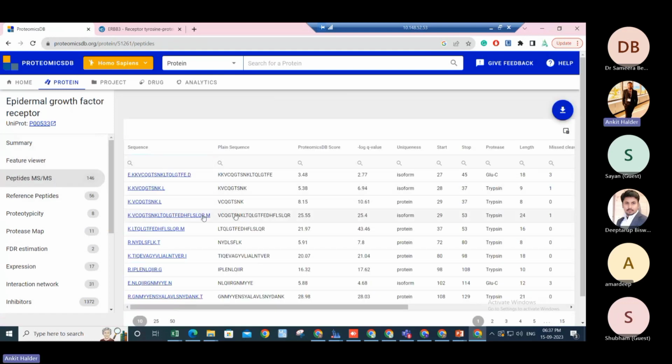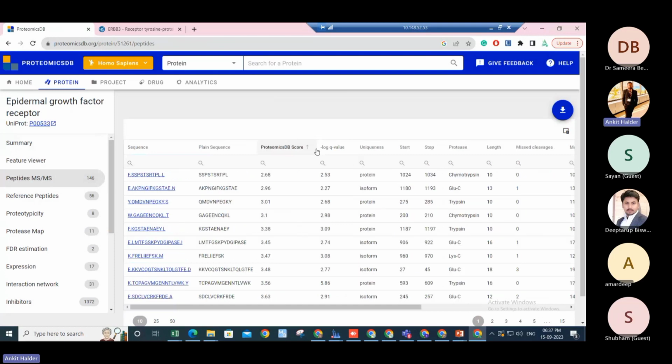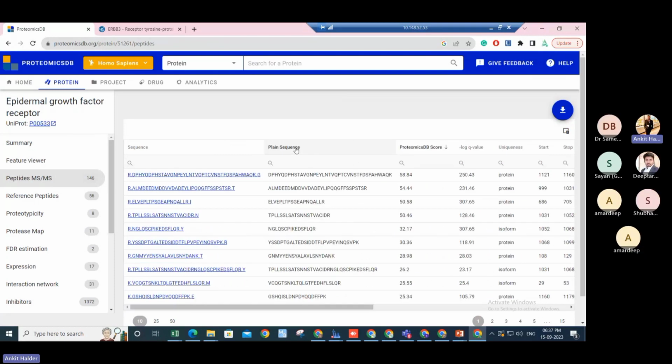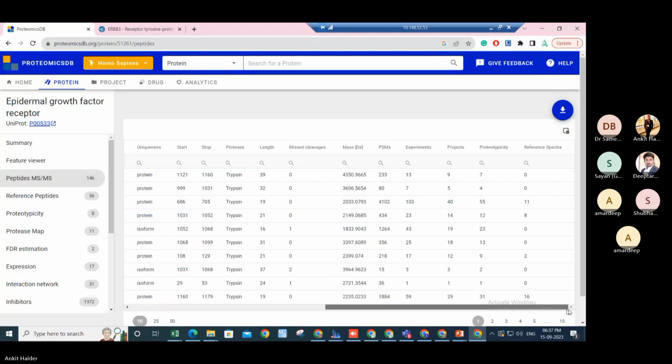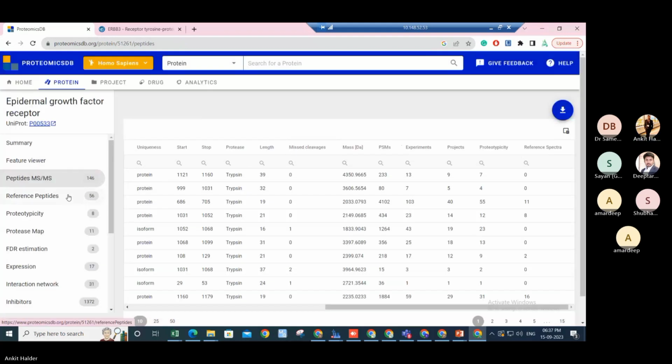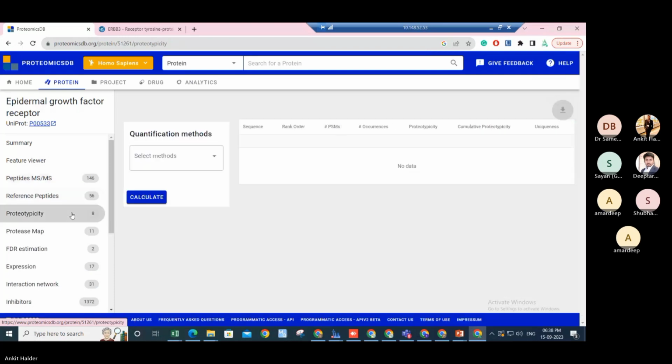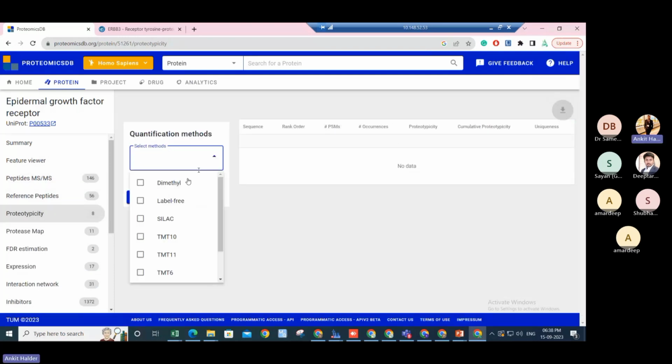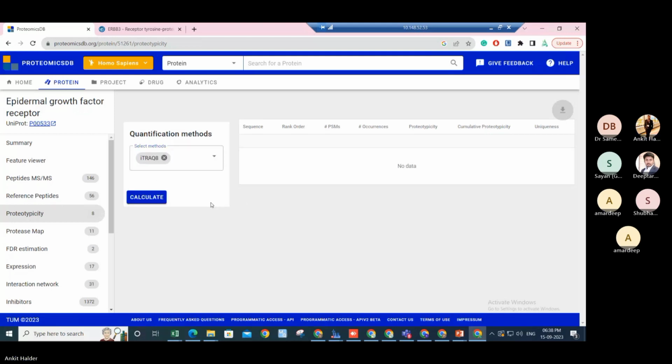So this is your peptide MS/MS map with the ProteomicsDB score. You can sort it on the basis of it, having the highest ProteomicsDB score. And which search engine has identified it is also important. Also which label, if you want to do, for example, iTRAQ 8.